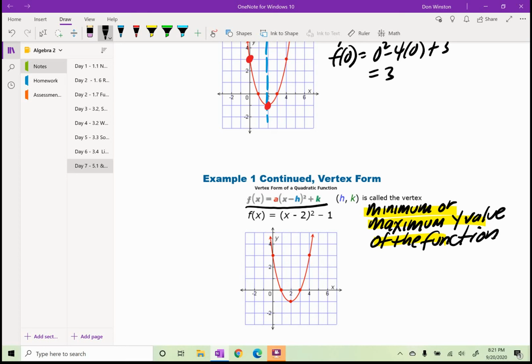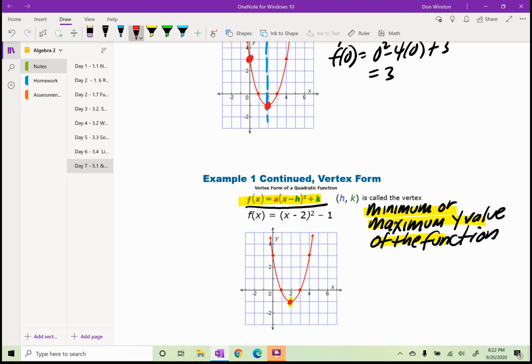Now, why do we consider this vertex form? Because this here, h and k, will give us the vertex of the quadratic function. H and k is called the vertex. It is the minimum or maximum y value of the function. So as you see right here, the minimum value, the y value there is negative 1.